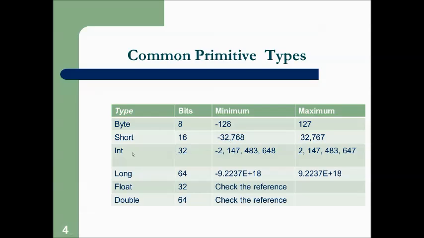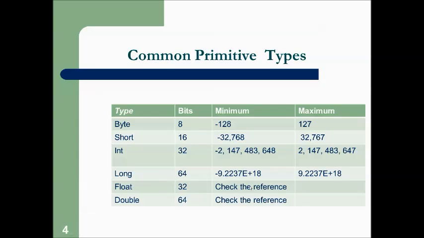Each of them takes an increasing amount of memory and has an increasing range. The most common of these data types that you'll see is the int. It's a 32-bit value and its range goes from -2 million to +2 million. If you need to store very large integers, you can use the long data type instead.